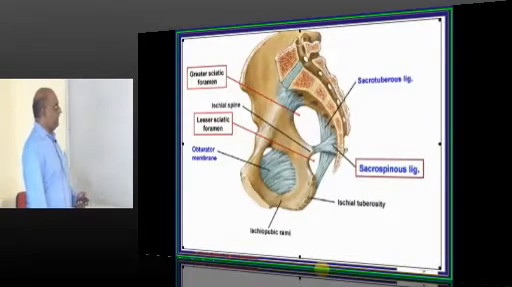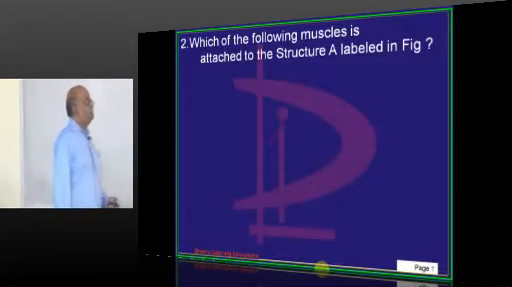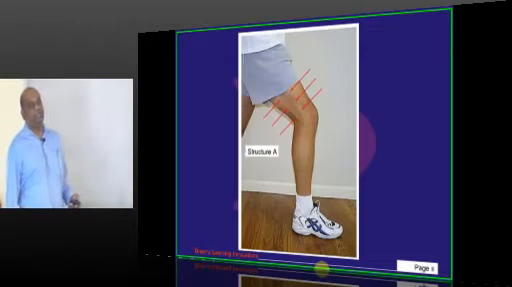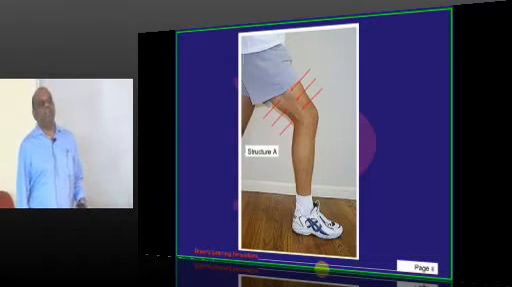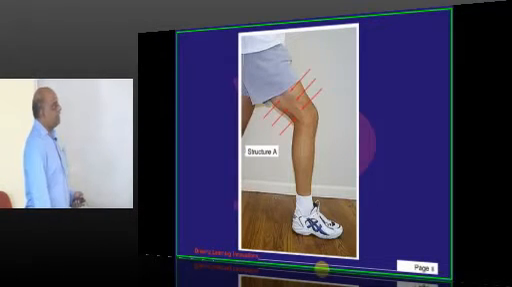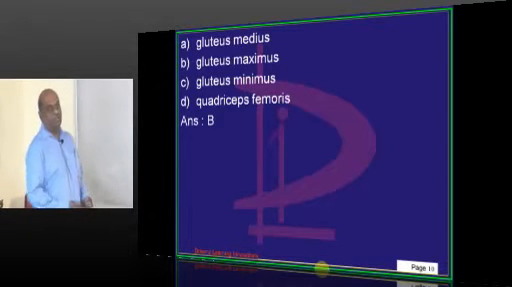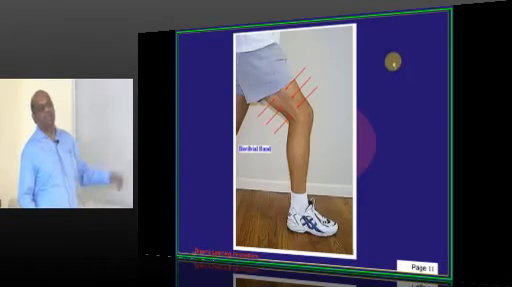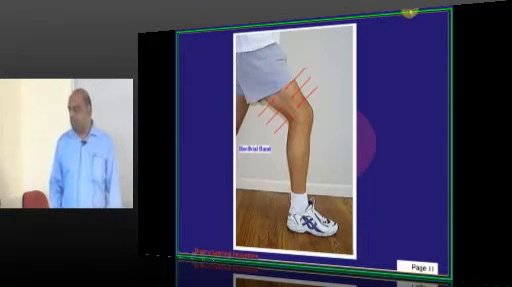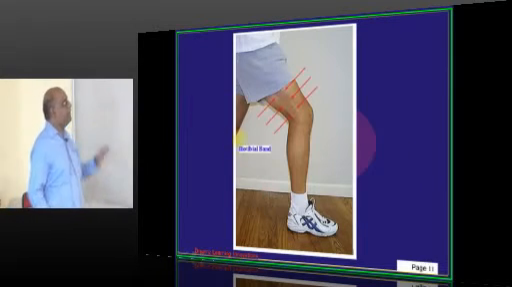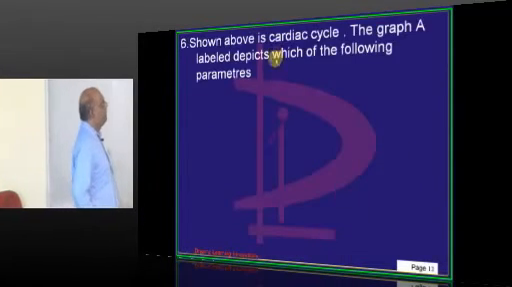So doctor, there is a structure A. What is the structure? Iliotibial band. So what is the muscle which is attached to the iliotibial band is the question. Gluteus maximus is the one which is attached to the iliotibial band, is what I want to underscore to all of you.